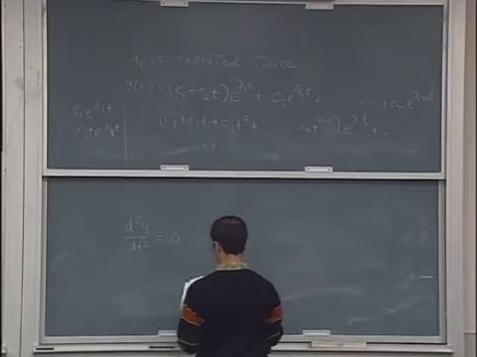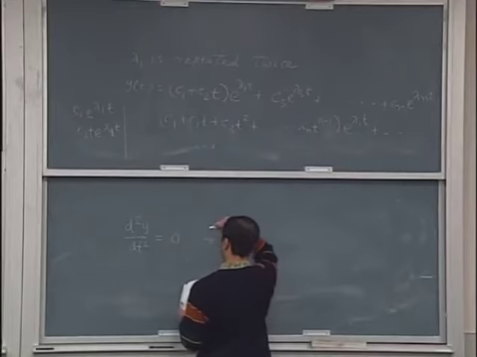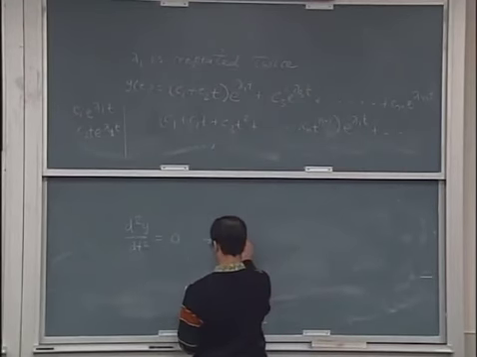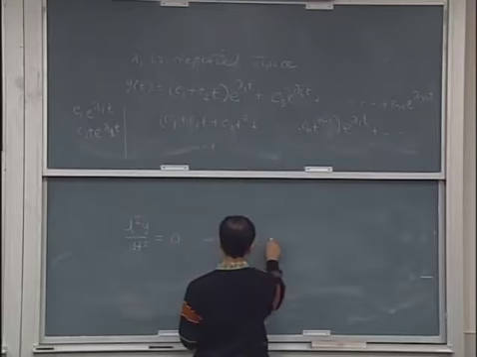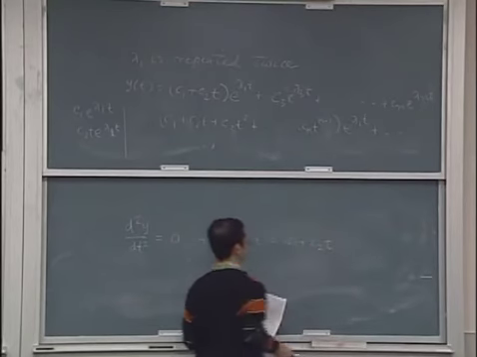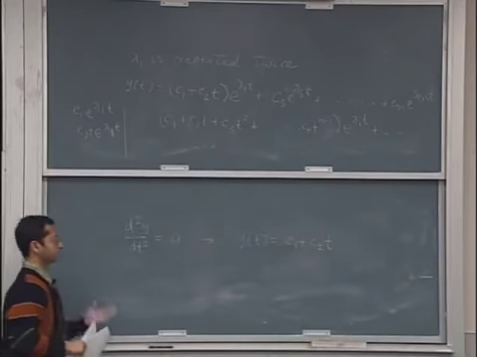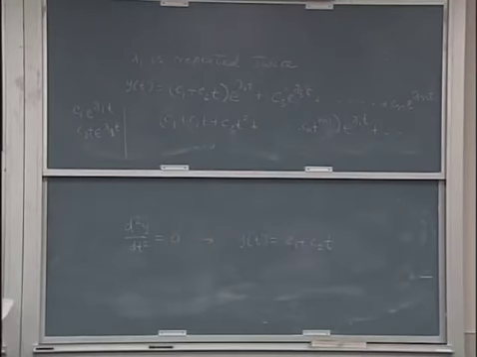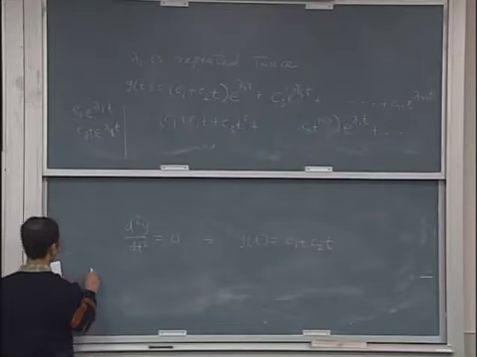And this you can solve simply by integrating it two times. You get y(t) equals c1 plus c2 t. You don't even have to do an exponential trial solution.